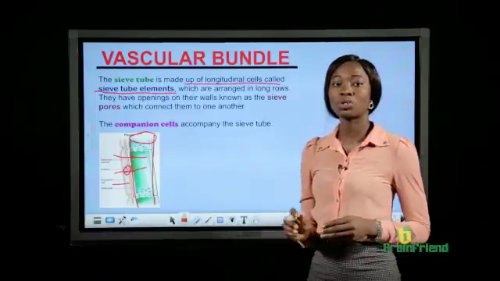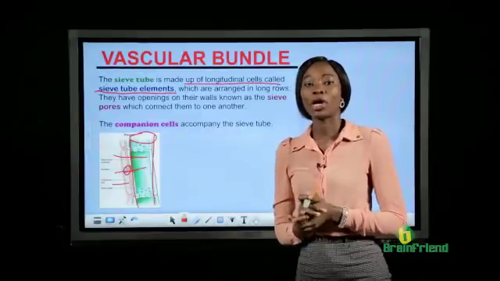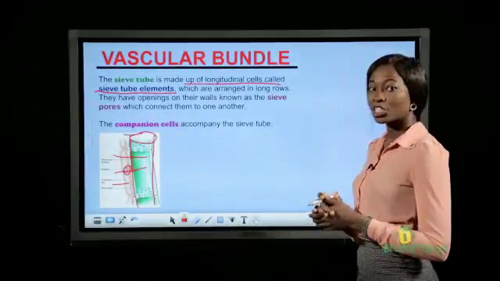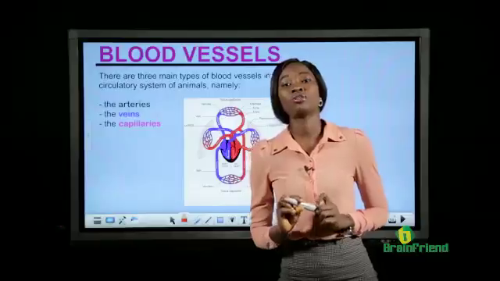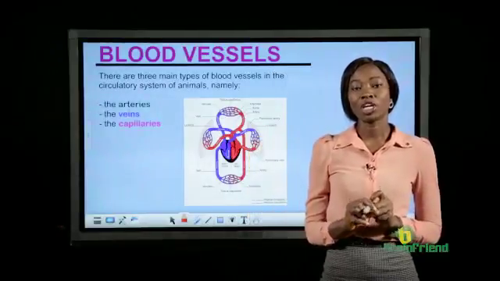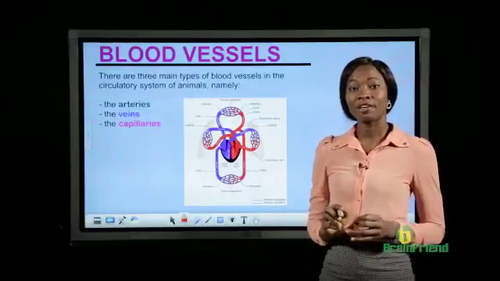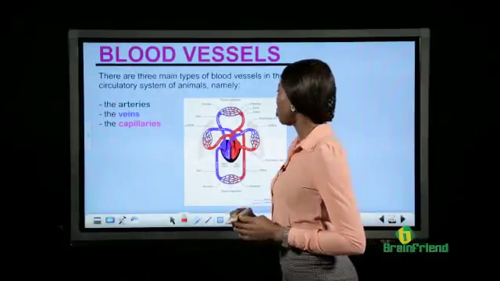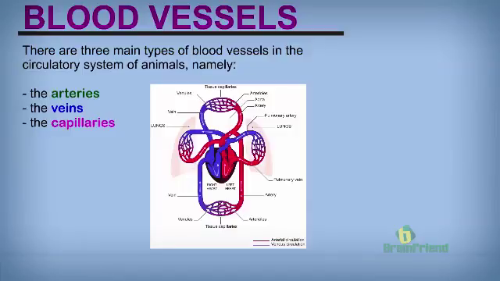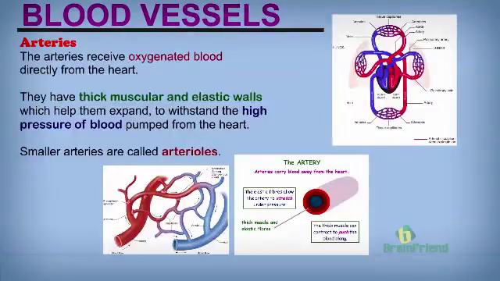The phloem tissues and the xylem tissues make up the vascular tissues. Now let's look at the structures of transportation in animals. They are called blood vessels, and they include arteries, veins, and capillaries. You can see the blood vessels in animals. Let's take a look at the first group, which are the arteries.